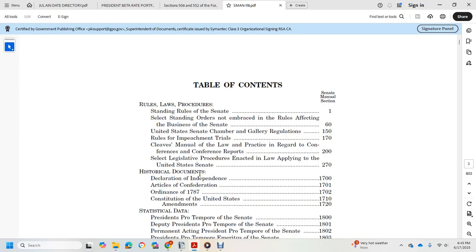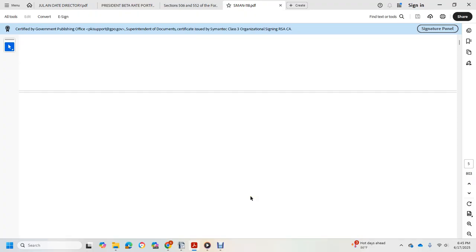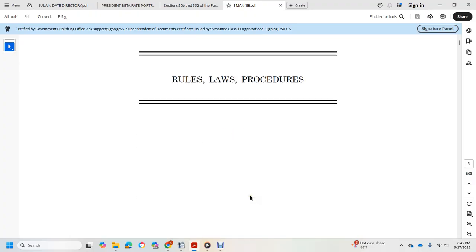Alright, we'll read the rules and practices from 1 to 278. First, standing rules of the Senate, standing orders not embraced by the rules affecting the business of the Senate, United States Senate Chamber and Gallery regulations, rules of impeachment trials, manuals of the laws and practice in regard to conference reports, and legislative procedures enabling the law applying to the United States Senate. Rules, laws, and procedures.